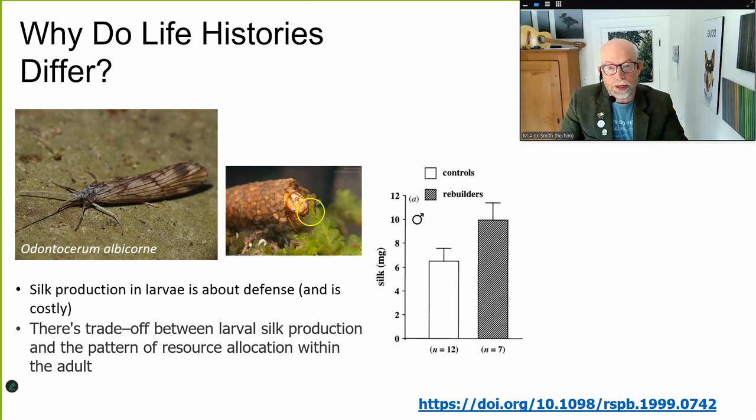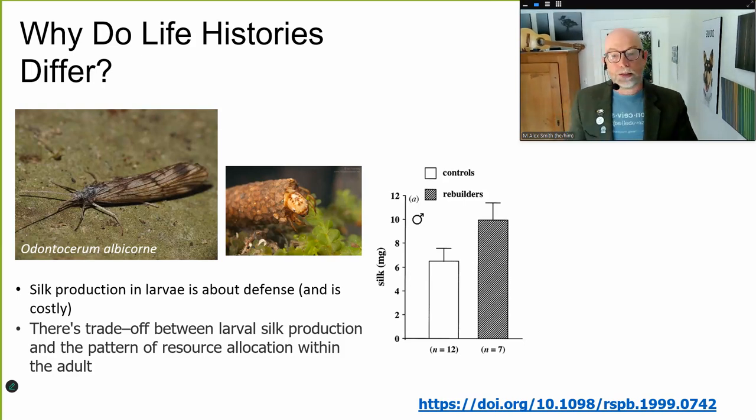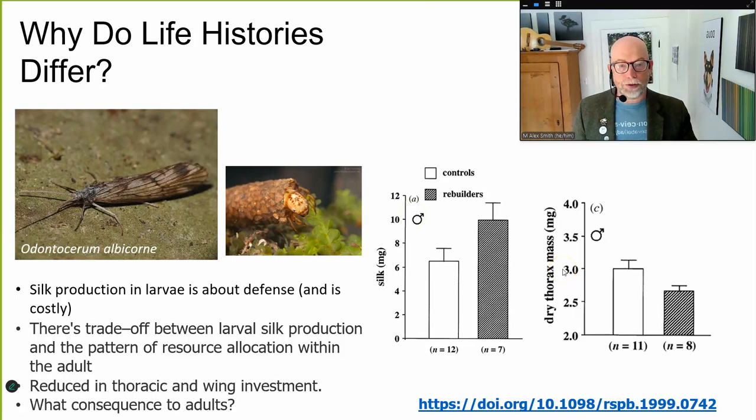So what the researchers did was basically take controls and measure how much silk they were producing, and then they bothered and broke some of these defenses down to mimic predation, and made some of the trichopteran larvae rebuild. And so their investment, the male investment to silk, didn't double, but it went up significantly.